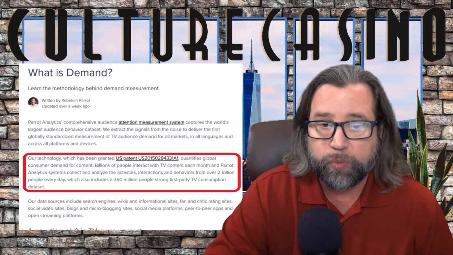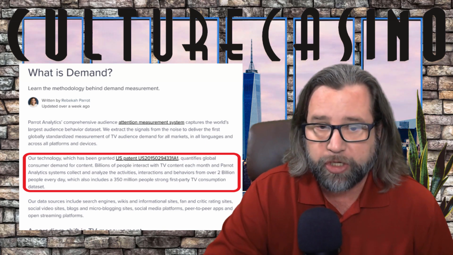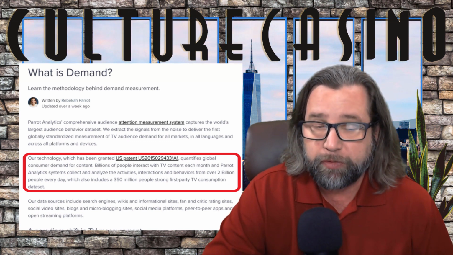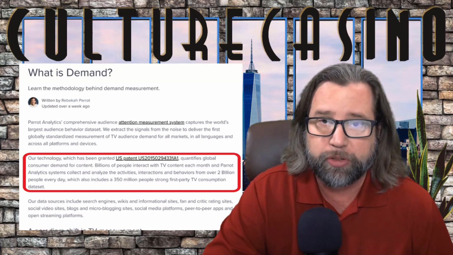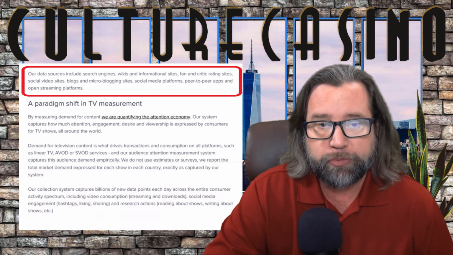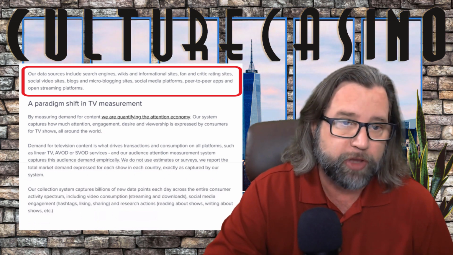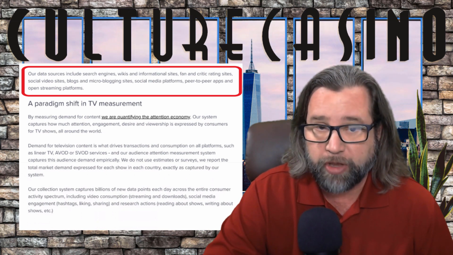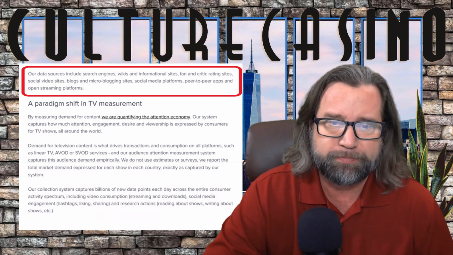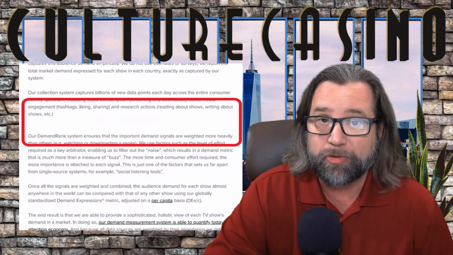Billions of people interact with TV content each month, and Parrot Analytics systems collect and analyze the activities, interactions, and behaviors from over 2 billion people every day, which also includes 350 million people strong first-party TV consumption dataset. Really? Our data sources include search engines, wikis, and informational sites, fan and critic rating sites, social video sites, blog and micro-blogging sites, social media platforms, peer-to-peer apps, and open streaming platforms. Pretty wide, right? Wide net. Interestingly enough, you'll see how they're weighted in a second.